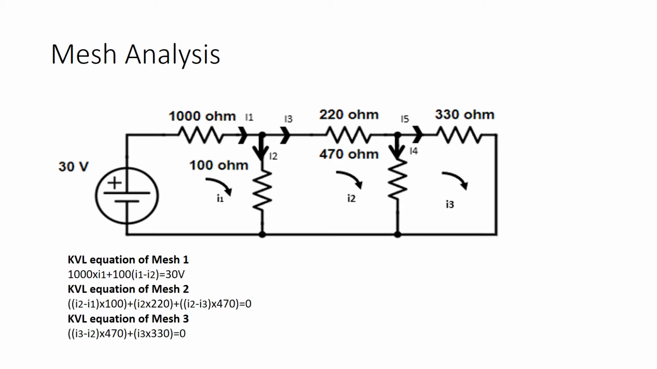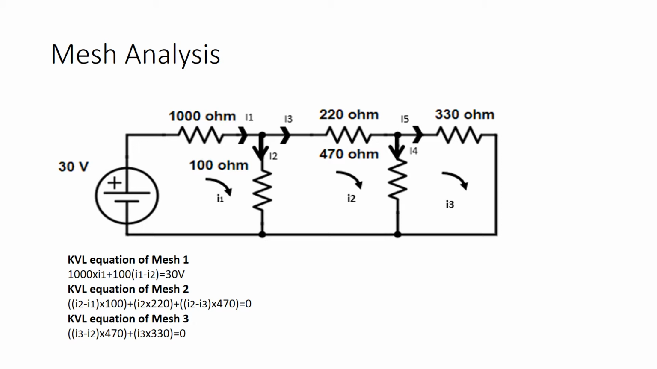Initially we are going to find the mesh currents, that is the loop currents, which are small i1, small i2, small i3, three different currents going in three different loops. So first we will find those currents, and from that we can find the branch currents easily. So how can we find these mesh currents?